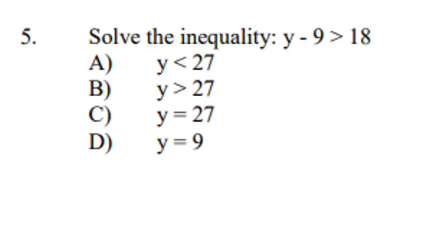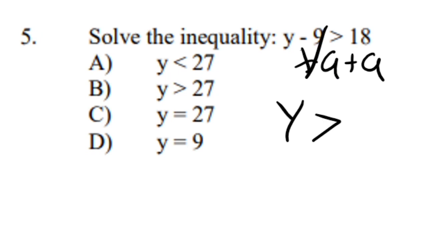For number 5, solve the inequality y minus 9 is greater than 18. To get y by itself, all we need to do is add 9 to both sides, and we will get y is greater than 27.